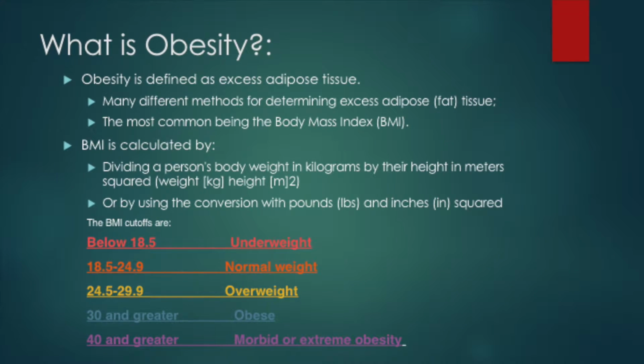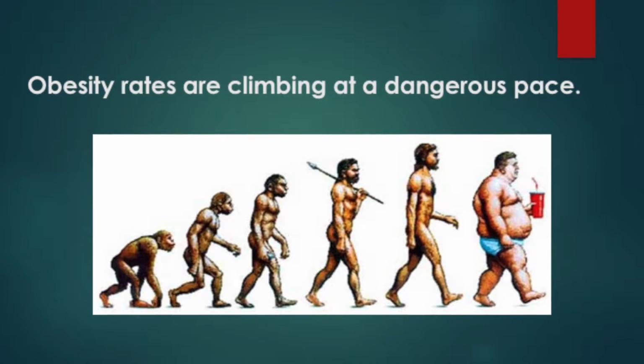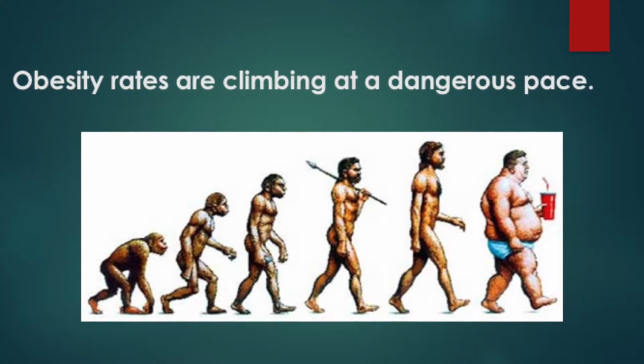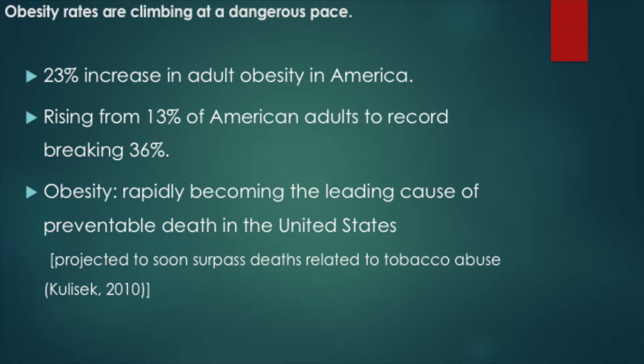But now that we've answered the question of what obesity is, let's start diving into the first issue around the topic, and the fact that obesity rates are climbing at a dangerous pace. As an example, studies done in 1962 and 2010 show a 23% increase in adult obesity in America, rising from 13% of American adults being obese to a record-breaking 36%.